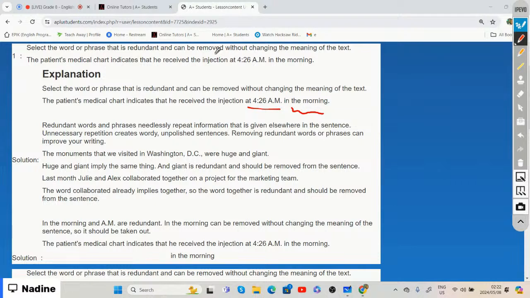And redundant words and phrases repeat information that is given elsewhere within the sentences. Unnecessary repetition creates wordy, unpolished sentences, and removing redundant words or phrases can improve your writing. All right, so we removed in the morning, sorry.